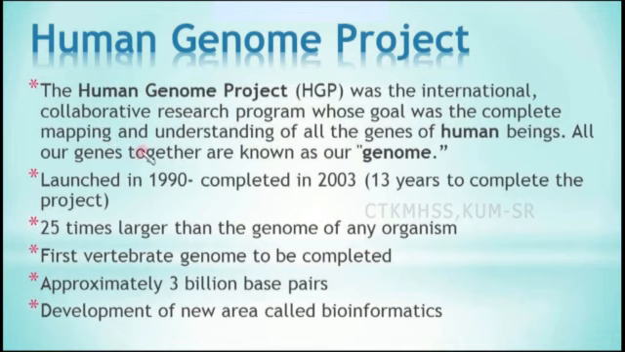And what is the genome? All the genes together is known as genome. This Human Genome Project was launched in 1990 and it was completed in 2003. So it took nearly 13 years to complete the project. The human genome is 25 times larger than the genome of any organism studied before, and it was the first vertebrate genome to be completed. Approximately there are 3 billion base pairs, and the development of a new area called bioinformatics came only after the completion of this Human Genome Project.